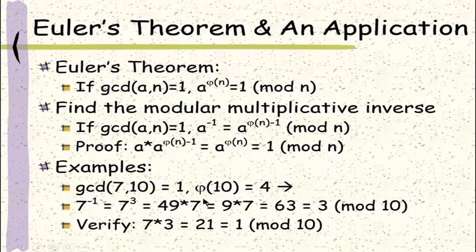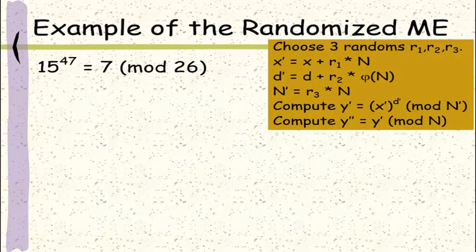So now we have all the necessary background we need to learn the randomized modular exponentiation. So let's first see an example, see how it works, and then give a formal proof of this. So this is the procedure to do the randomized modular exponentiation, where we select 3 random numbers. In this case, let's pick R1 equal to 4, R2 equal to 7, and R3 equal to 5 randomly.